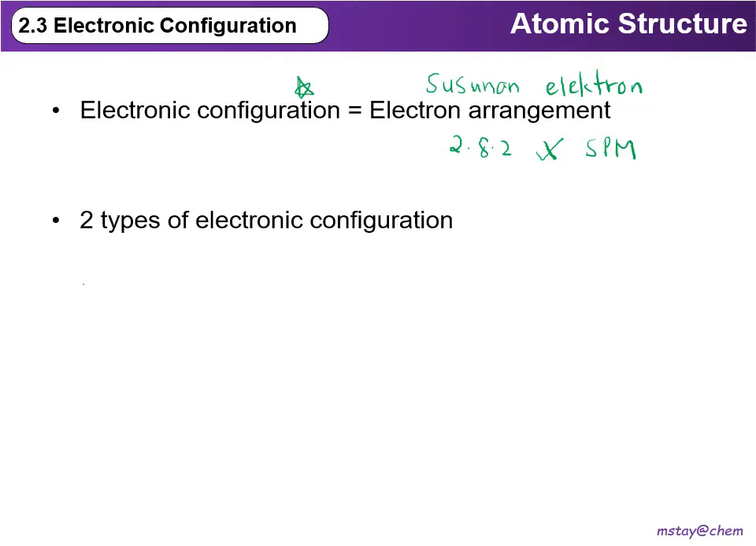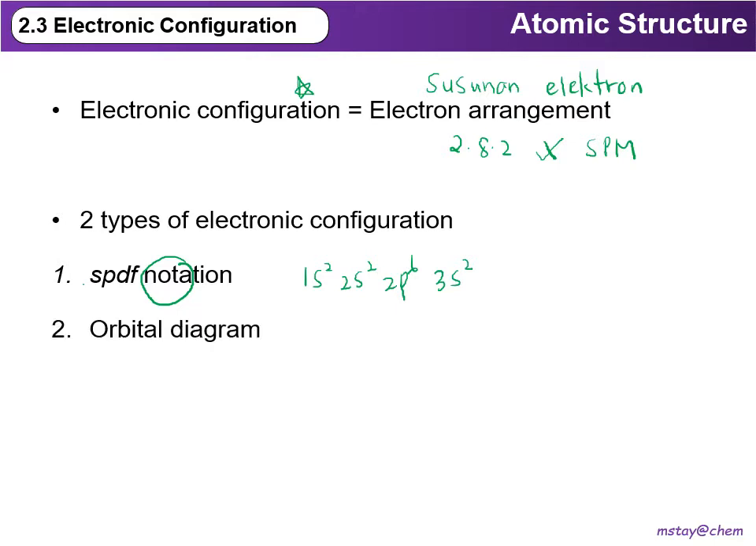So here we will introduce two types of electronic configuration. The first type we call SPDF notation. I will just roughly give you an example: 1s2, 2s2, 2p6, 3s2. This is an example of SPDF notation.